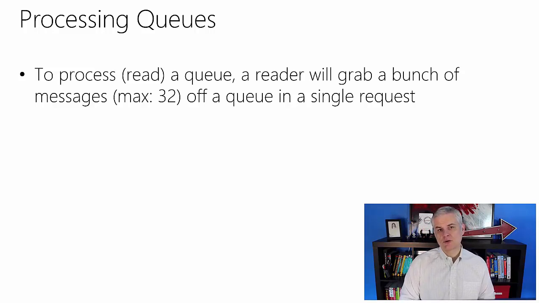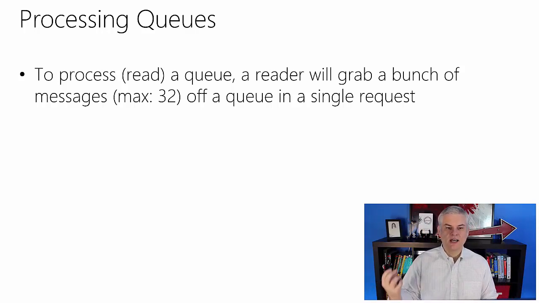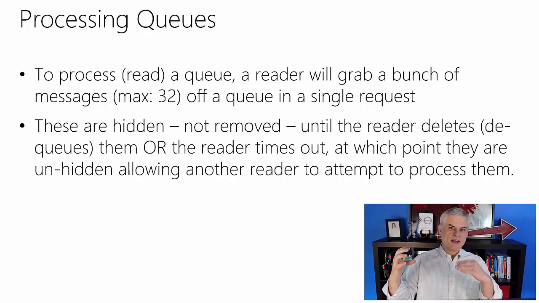To process a queue or to read a queue, a reader, a backend process, whatever the case might be, will grab usually one or more messages, up to 32 messages. Let's say we grab a stack of 10 messages off the queue in a single request and say, I'm going to process these 10 messages. At that point, those messages still sit on the queue, but they're just hidden. They're not removed from the queue just yet. They're not removed from the queue until the reader says, okay, I finished processing that message. Go ahead and delete it off the queue. That's called dequeuing.